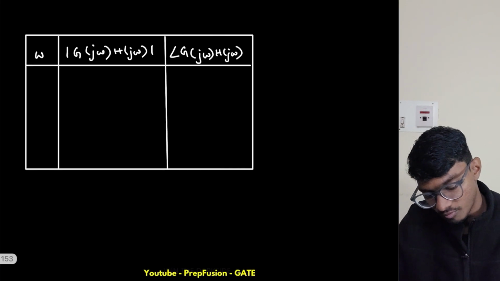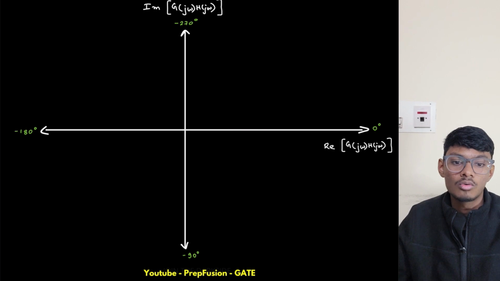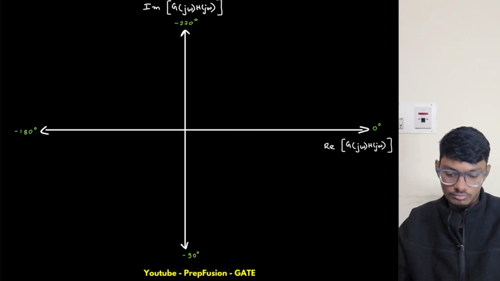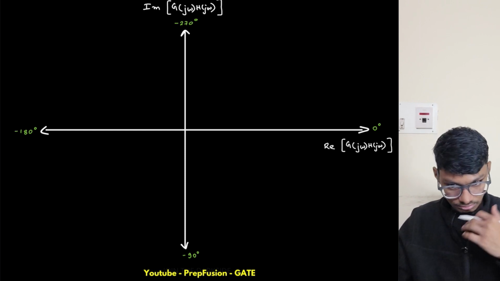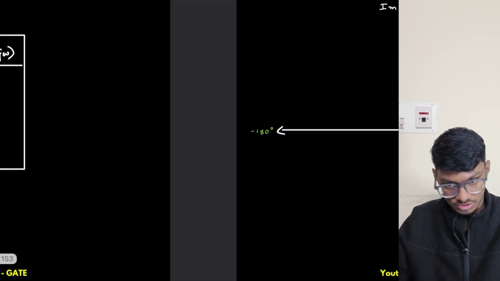So it will go from the positive real axis to the negative real axis. But how will it vary? We have to see that basically. Obviously we won't be able to plot it totally accurately, sorry for the bad pen, but there we'll try to approximate it.